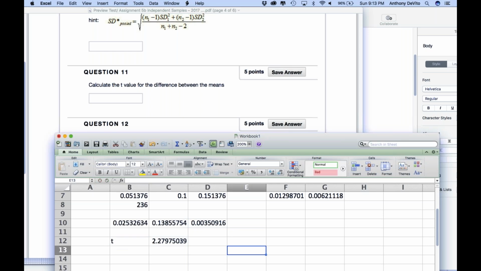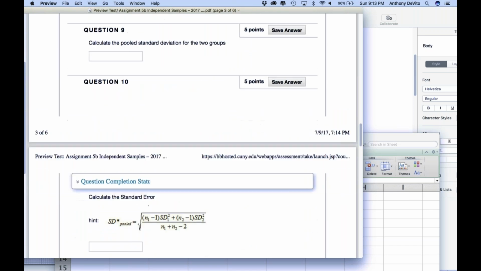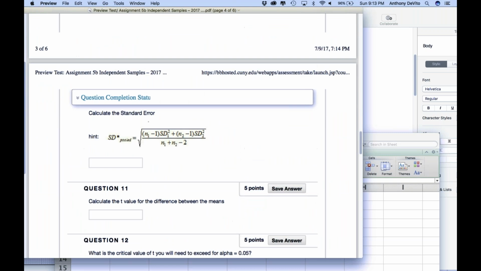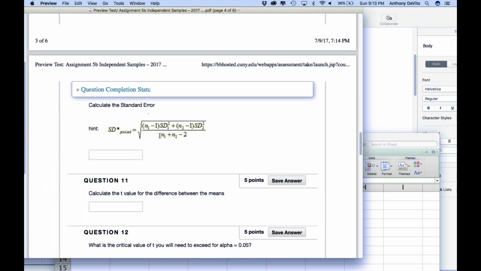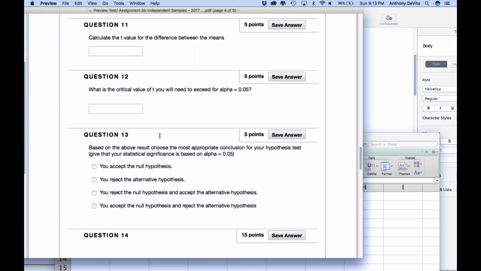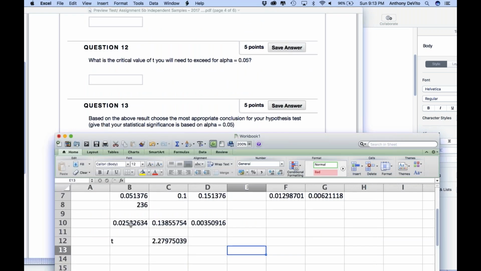Somebody mentioned that they weren't able to get the same answer, that they thought that was wrong. Is that different? B10, is that correct? Not sure what that is. Oh, question 9. I can't read question 10. Calculate the standard error. Oh, in Excel. Okay, sorry, thank you.